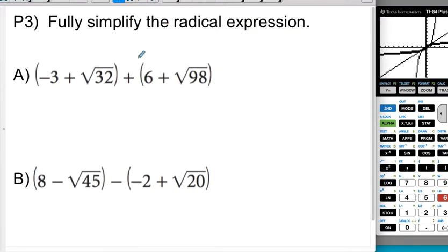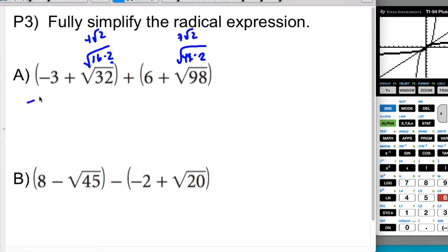Go ahead and give this one a try. You can certainly pause me if you want to try without me. So I see the 32 and I think, hey, that's a 16 times 2, right? So that's going to end up being a 4 root 2, because it's root 16 times root 2. I look at the 98 and I don't immediately think what its factors are, but I see that I'm stuck with the 2 here and I think, oh, this has got to be a 2 times something, and I pretty quickly get that it's a 2 times 49, right? So this is a 7 root 2.